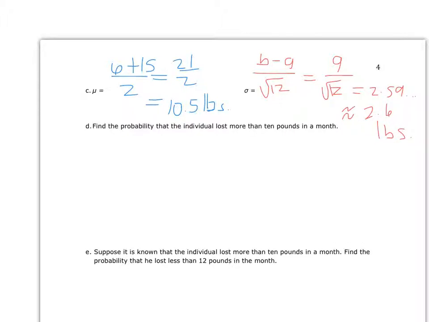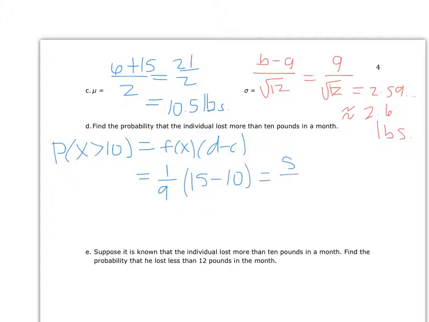Okay, let's find this probability. We want the probability that the individual lost more than 10 pounds in a month. So that's x greater than 10. And just remembering that we're going to take f of x times d minus c. In this case, we're only given one value, so we have to remember that we know what f of x is, 1 over 9. Our d, if it's not given to us, is going to be that max value. So 15 minus 10. So we get 5/9 for the probability, which is repeating fives. So if we round that to 4 decimal places, 0.5555.